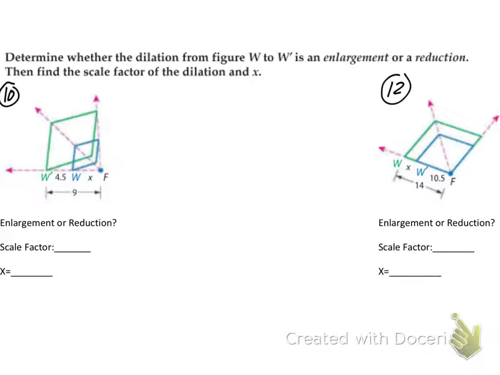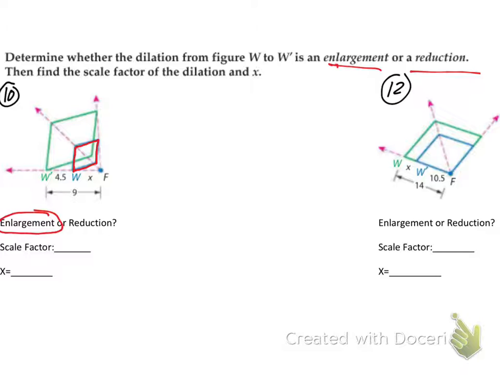All right, number 10. So what we're going to do is determine whether the dilation from figure W to W prime is an enlargement or a reduction. Then find the scale factor of the dilation and x. So this is our original image here. And obviously it gets bigger. So it's going to be an enlargement.